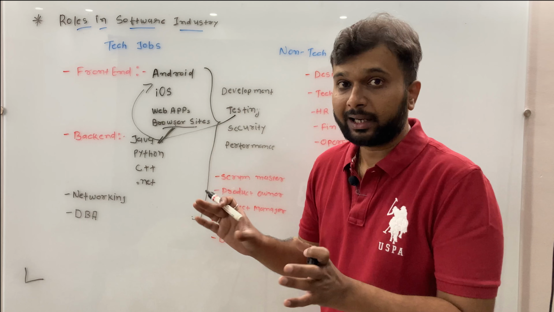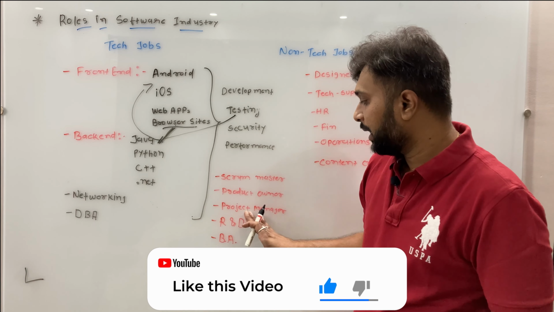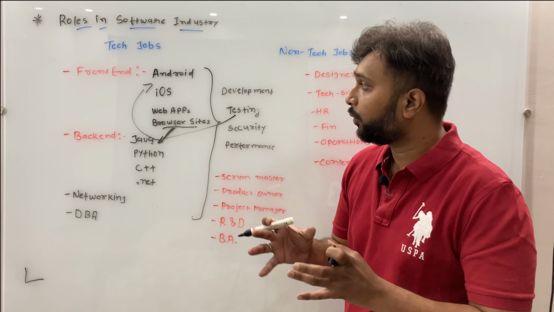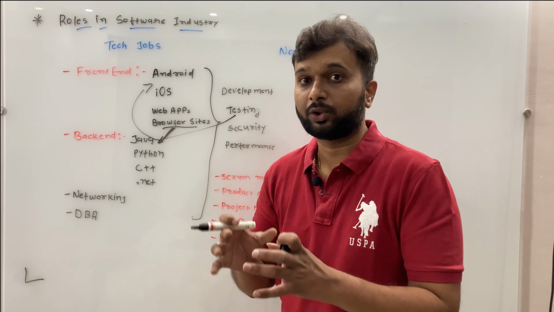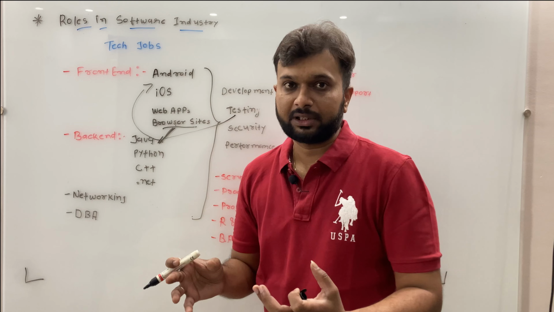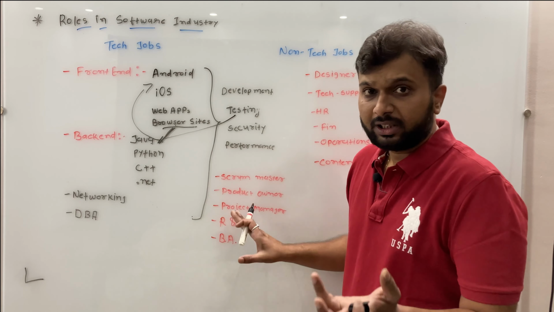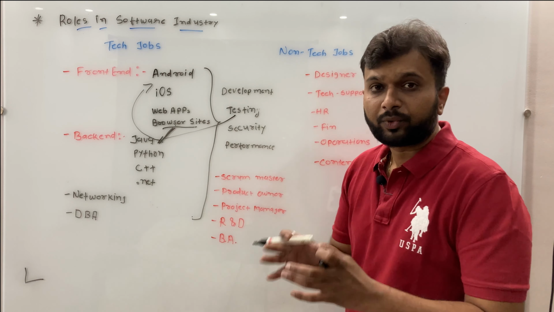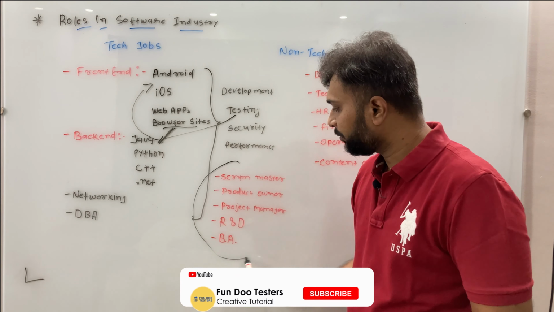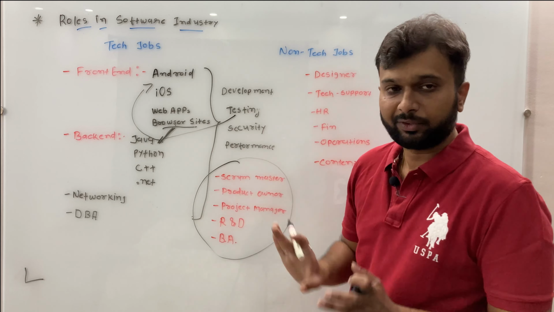Apart from these, there are some niche categories: Scrum Master, Product Owner, Project Manager, and the R&D team. They do research and development. If a new project is coming, they will define the technologies, do some research, check feasibility studies and the future scope, and decide. Another is the business analyst. So there are many roles, but most of the time we are not going to start with these roles. Basically, we are going to start with the technical categories.